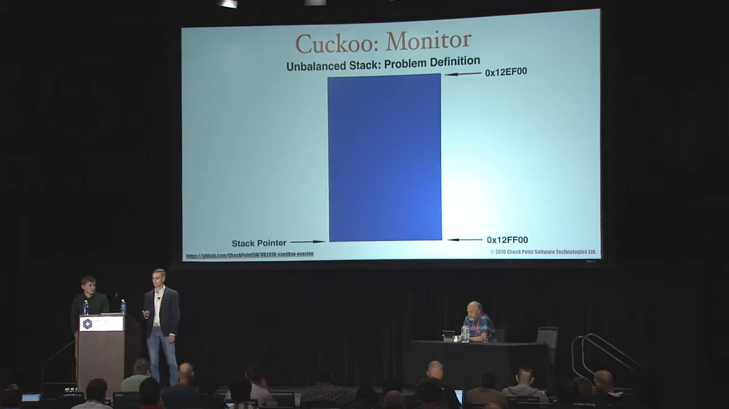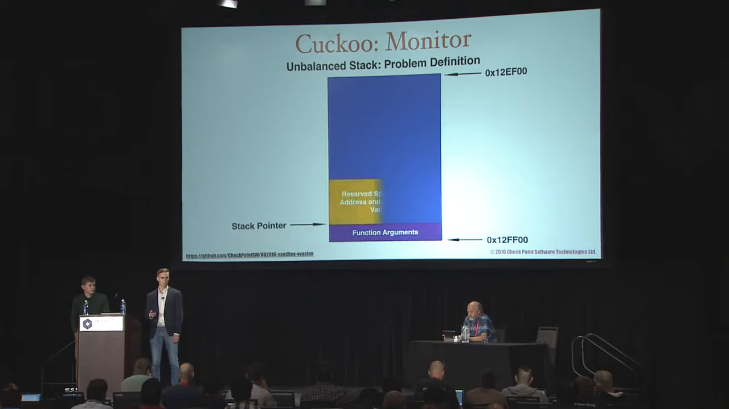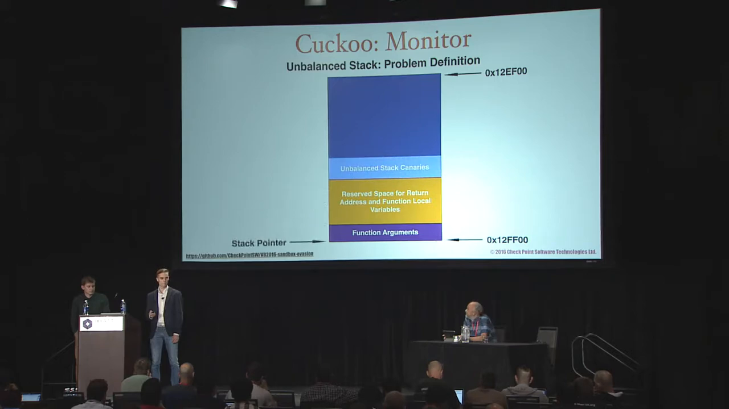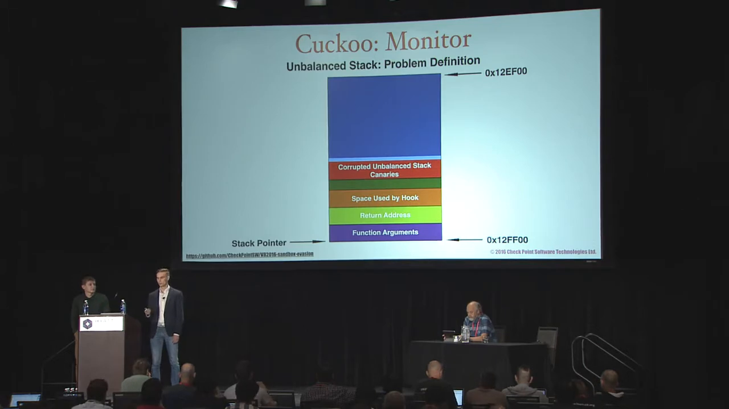Let's see what happens if we are calling a function which is hooked by Cuckoo Monitor. We move through the same steps as previously. What we do next, we call the function, but now the hook is executed, so it uses some space on the stack, and only after that it calls the original function that also uses some space on the stack. As we can see, the unbalanced stack canaries are corrupted, so Cuckoo Monitor is detected.